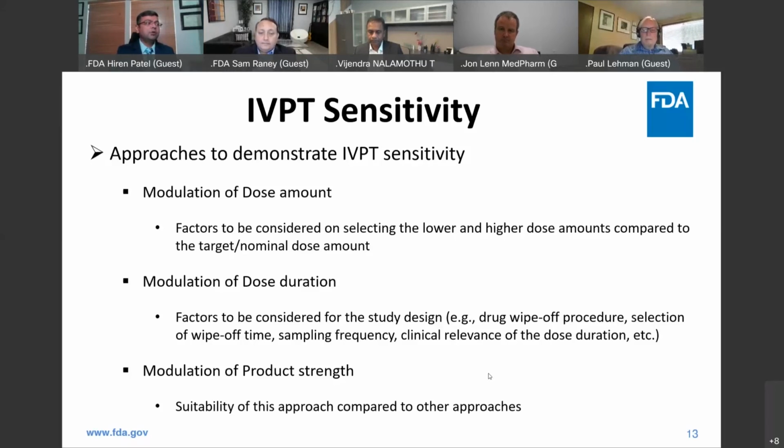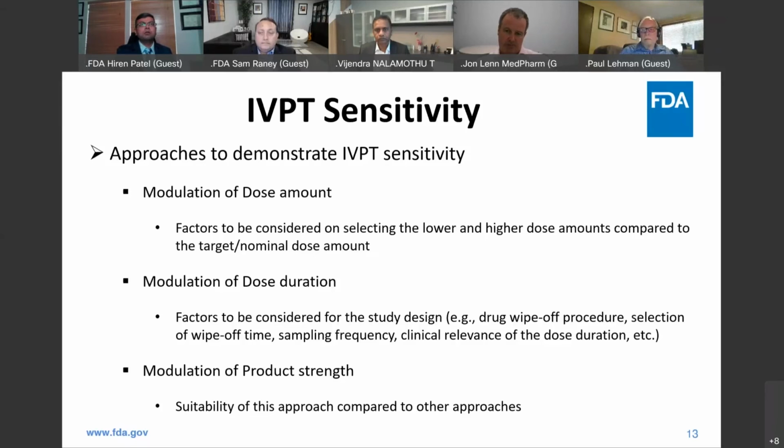The next one is the modulation of product strength. I can share what we have seen. Based on the data we have looked at so far, most of the time either approach, dose amount or dose duration, works. So far we haven't seen data where product strength is a better option than dose amount and dose duration. Based on your experience, did you come across a situation where the modulation of product strength is a more suitable approach to demonstrate IVPT sensitivity?